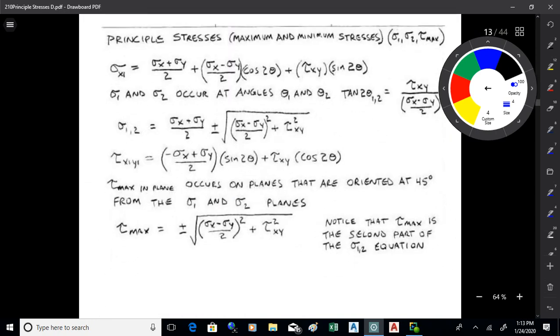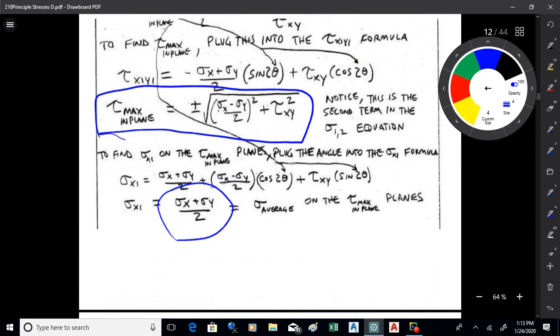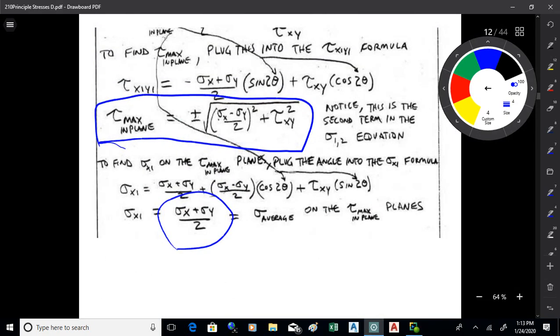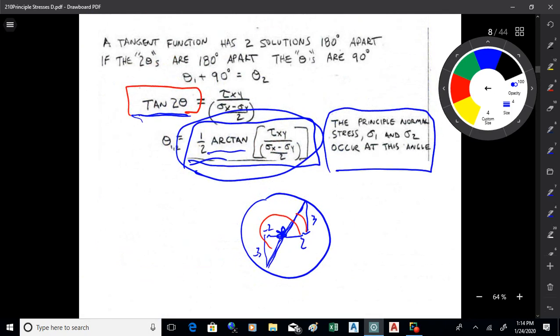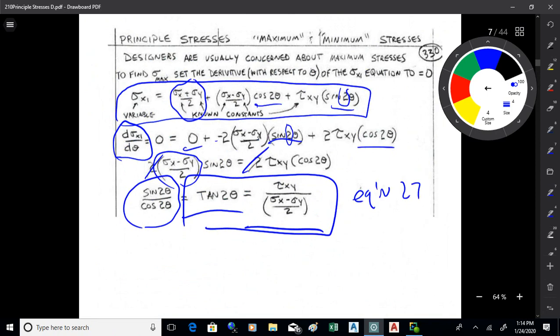So what we're doing here, we're going through this biaxial stuff, and we're finding out a lot of information about what happens in a biaxially loaded element: the maximum and minimum normal stresses and the maximum shear and where they act. And this is basically equations 27, 28, 29. Equation 27 is the angle at which the maximum and minimum normal stresses act, given by this tangent 2 theta formula.